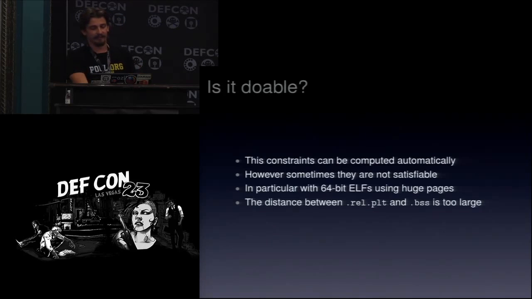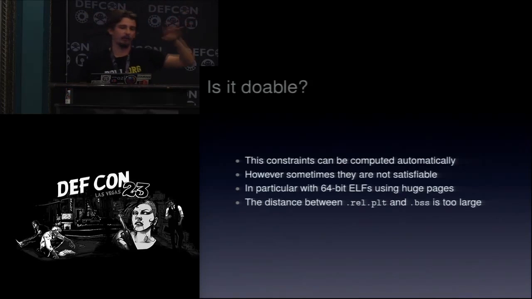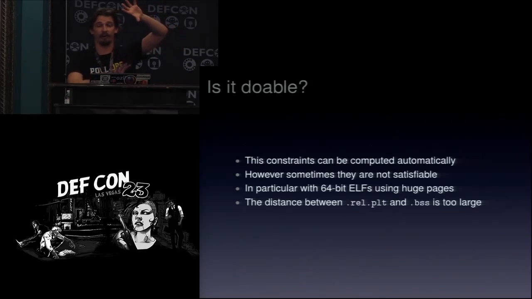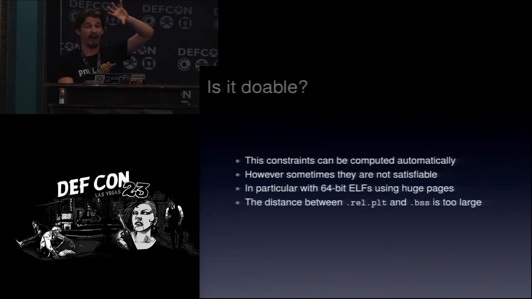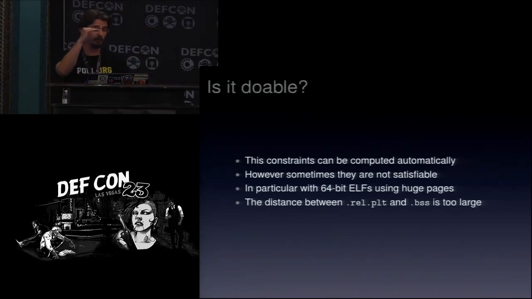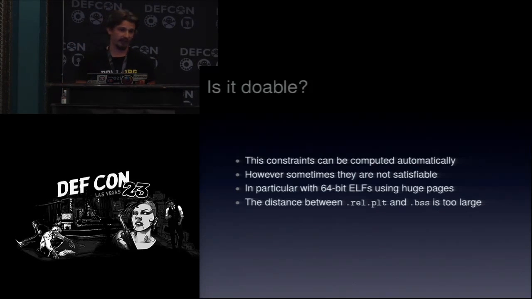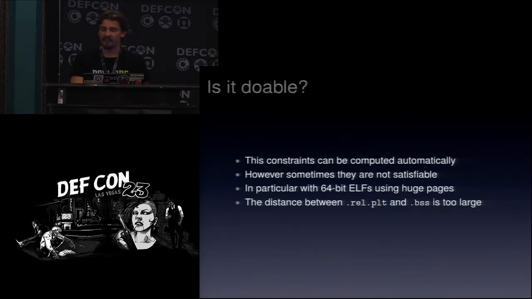The point is that there are certain situations when this is really, really hard. For instance, in particular with 64-bit binaries using huge pages. Huge pages means that you have memory pages which can be large, up to a megabyte. And so basically the read-only part of the binary, where we have text, the relocation table, the dynamic symbol table, the dynamic string table, and all these things, is very far away. It's like 1 megabyte away from the writable page. And so this huge distance makes it really hard to satisfy the constraint we just saw. And so in this case, it's not doable.